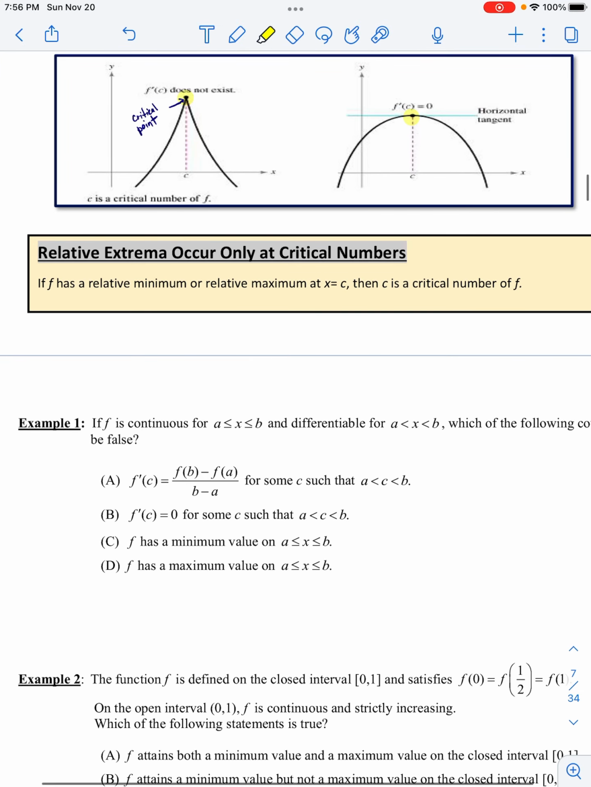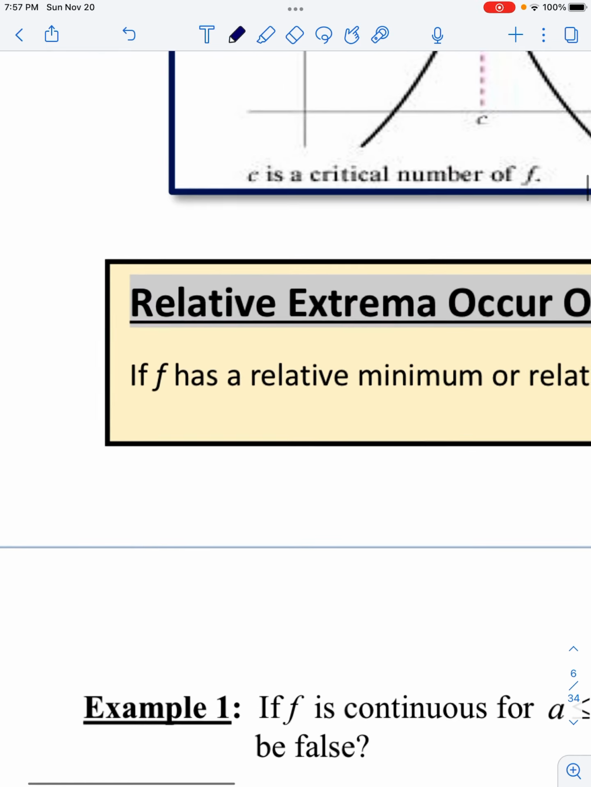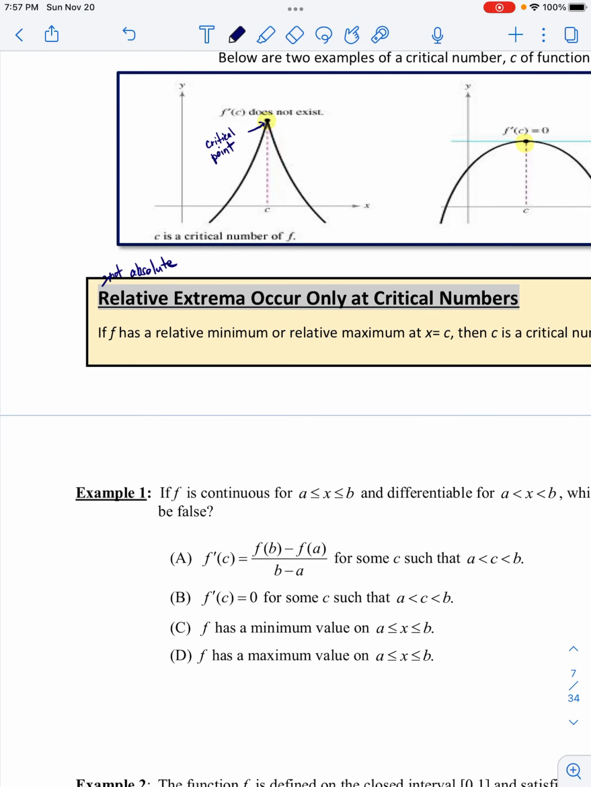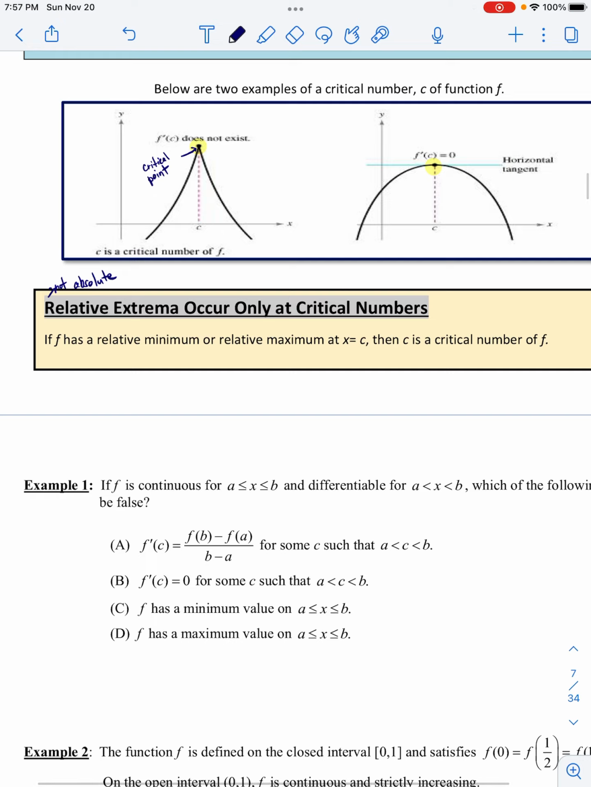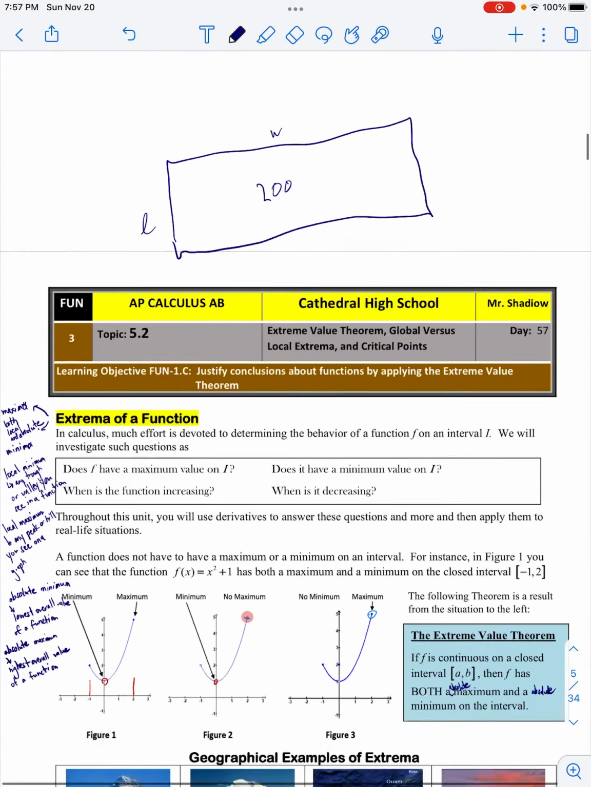Here we go. Relative extrema occur only at critical numbers. There you go. Notice it says relative, okay? Don't get this mixed up, okay? This says not absolute. Absolute extrema can happen at the endpoints of an interval, which are not always critical numbers, okay? So over here, right?